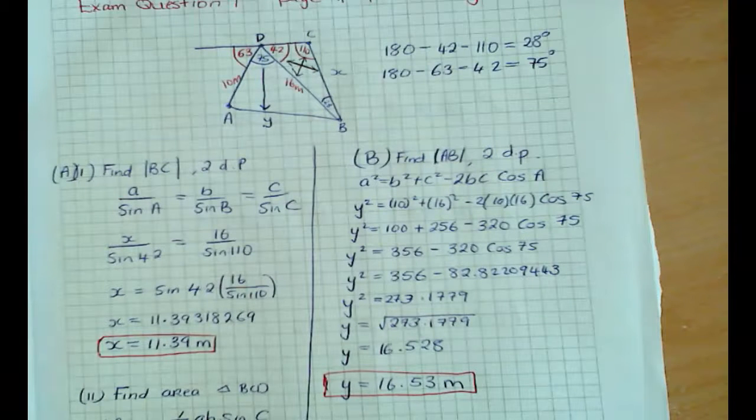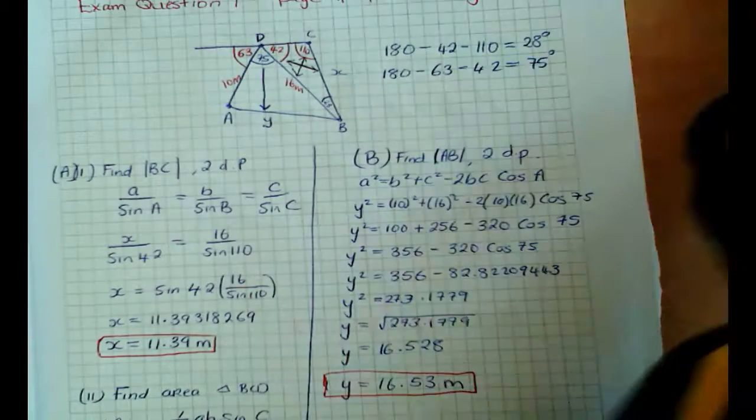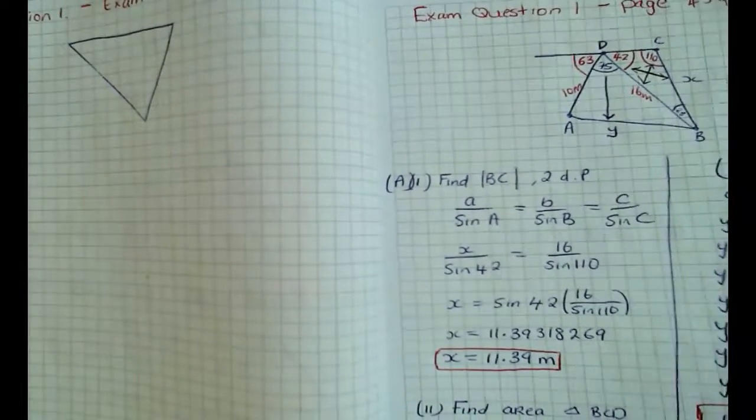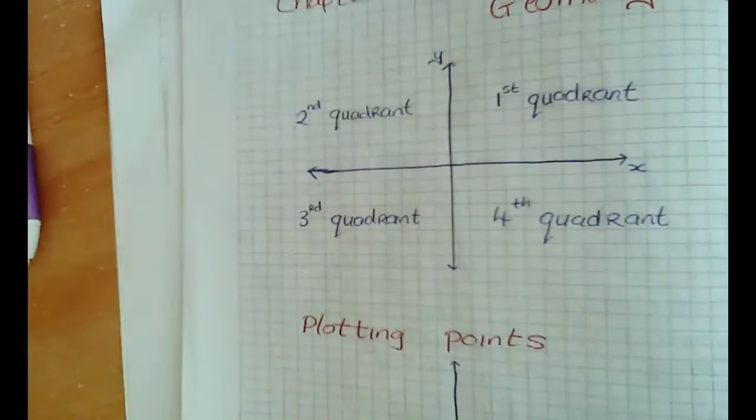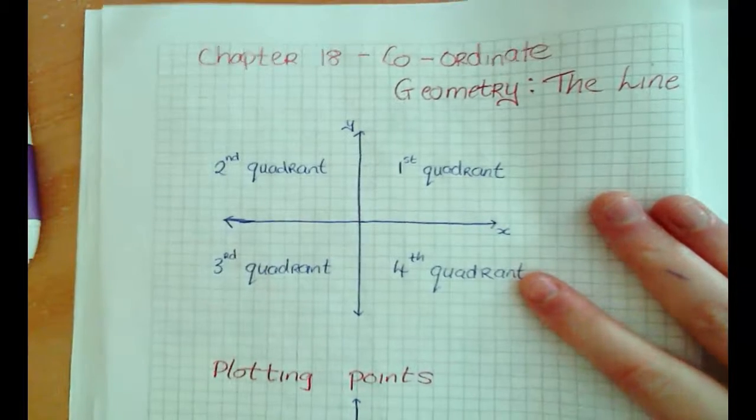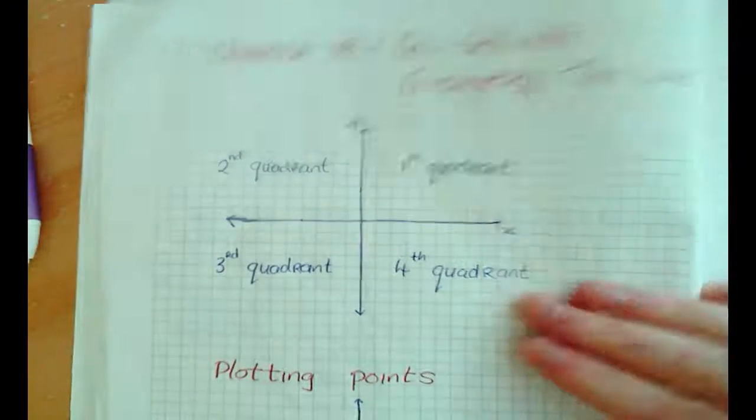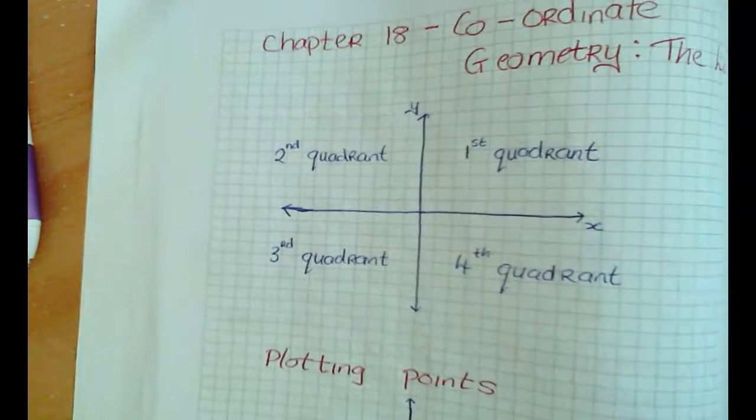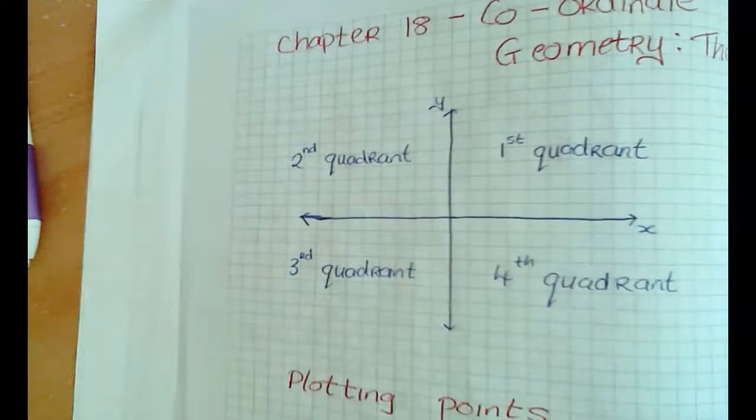So now we're going to go on to a new chapter, chapter 18. We're going on to coordinate geometry of the line. A lot of you will remember this from Junior Cert.